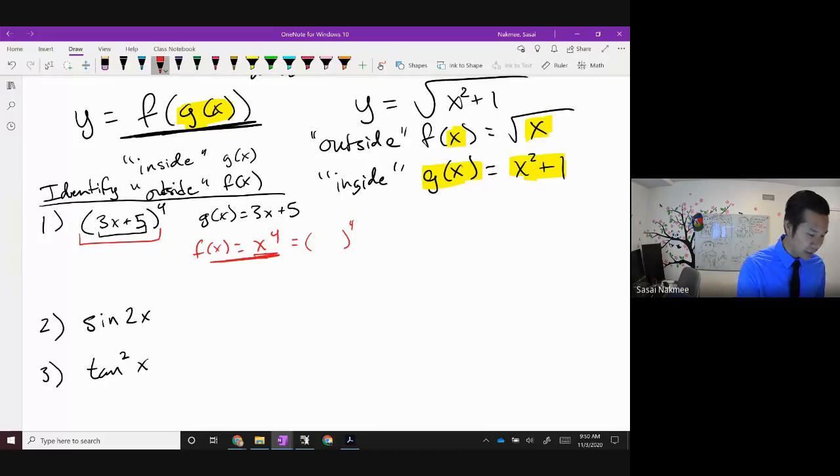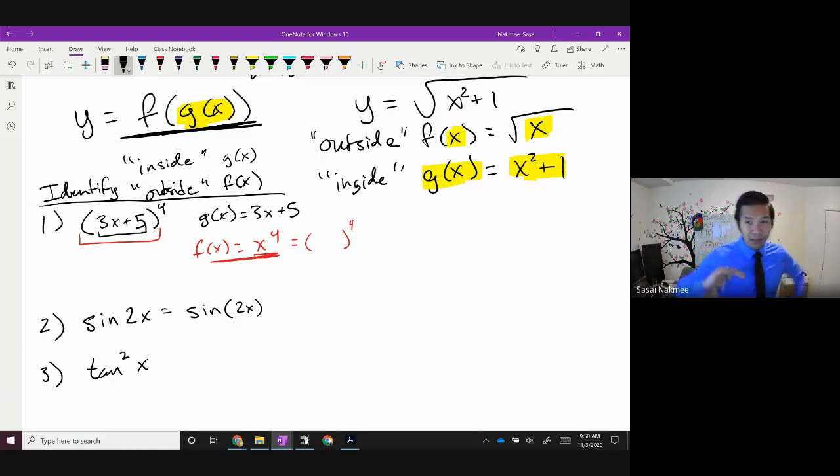So let's go back over here now. Let's take a look here. I'm saying I should rewrite this using parentheses. And this function would actually look something like this. You see that? Sine of 2x is sine of 2x, right? And that tells me then, what's the inside function? The inside function is this guy right here. What's the outside function? This guy right here.